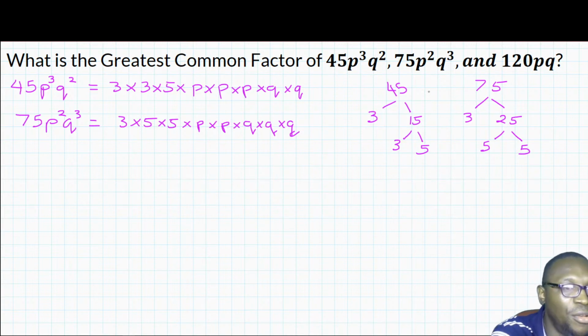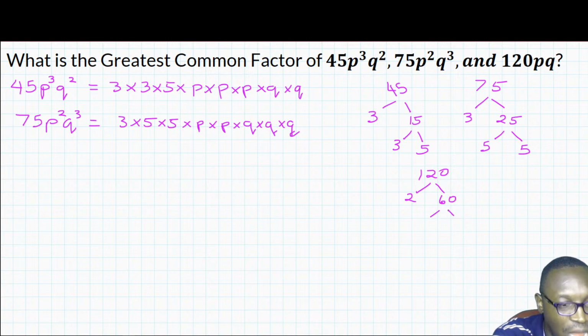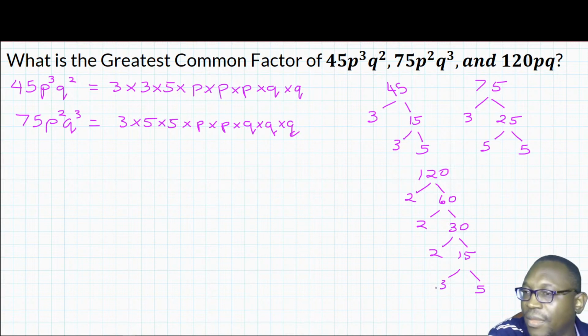Okay, now we have 120, so 120. It's an even number, so we divide by 2, we have 60. Another even number, divide by 2, we have 30. Still an even number, divide by 2, we have 15. And then we break this up to 3 multiplied by 5.